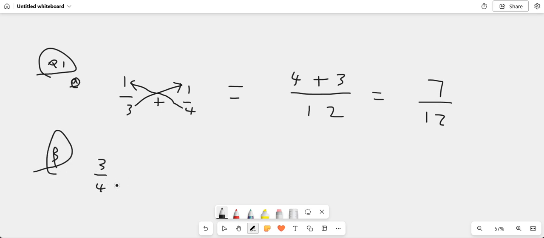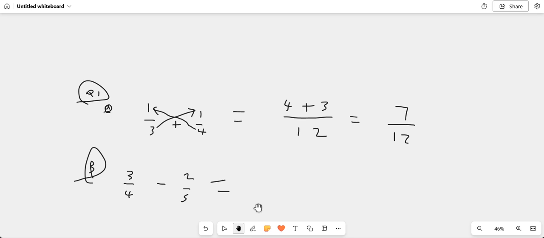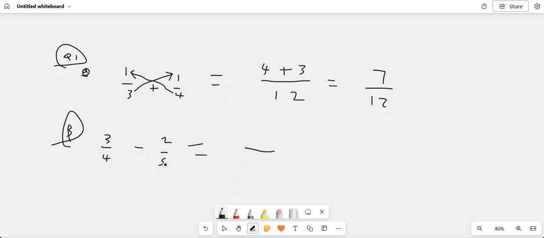3 over 4 minus 2 over 5. So again, similar thing. On the bottom here, you're going to do 4 times 5, which is 20. And then 5 times 3 is 15. And then we're going to put whatever sign is here, so minus sign. And then 4 times 2 is 8. So therefore it's going to be 15 minus 8, which is 7 over 20. You get it?